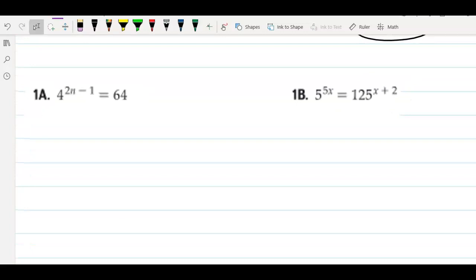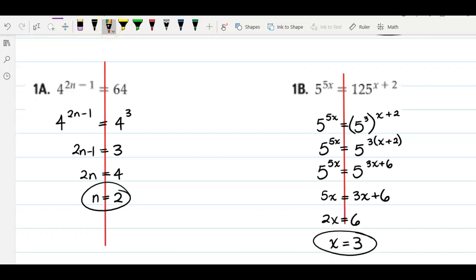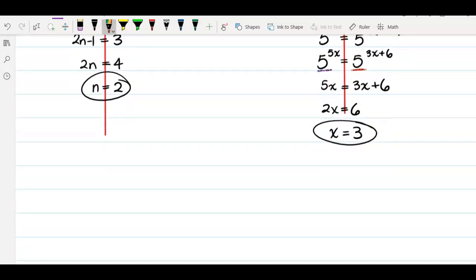Go ahead and pause the video and try these next two examples. Notice in the first example, 64 is the same thing as 4 to the third power. Once I have the same base, I can set the exponents equal to one another and solve. In the next example, 125 is just 5 to the third. Once I have the same base, I can set the exponents equal and solve.